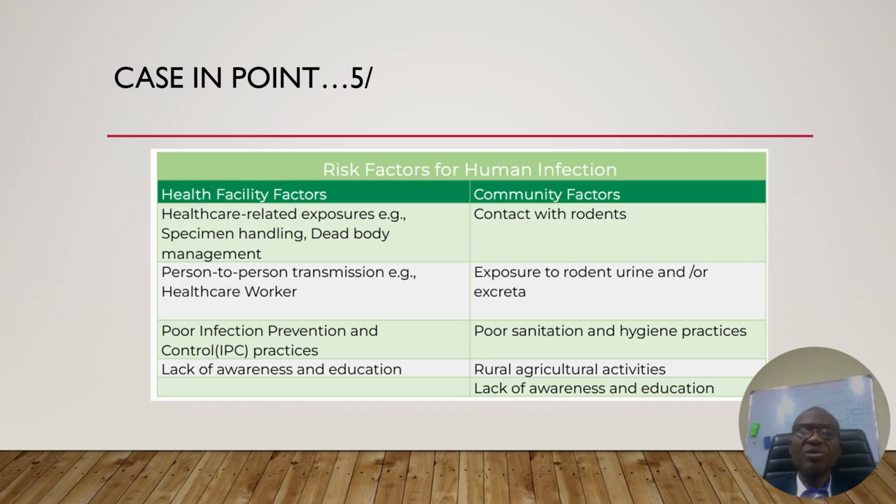In the community, there is contact with rodents, houses with doors and windows with no nets, rodents coming into the house to look for food. That way they pass urine on the container food like garri. Poor sanitation and hygiene practices, debris around the house. All these are sources of exposure to the virus. Lack of awareness, of course, and lack of provided education.